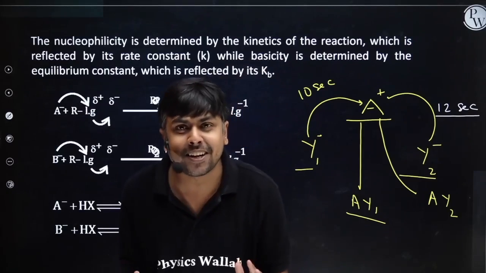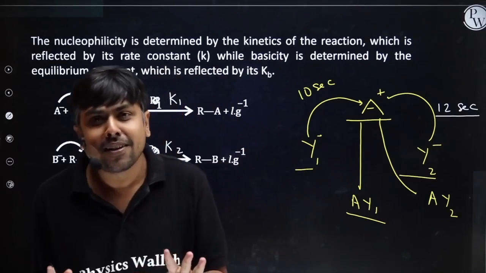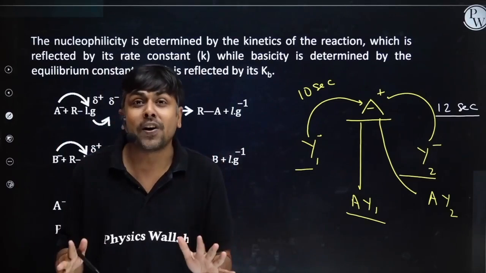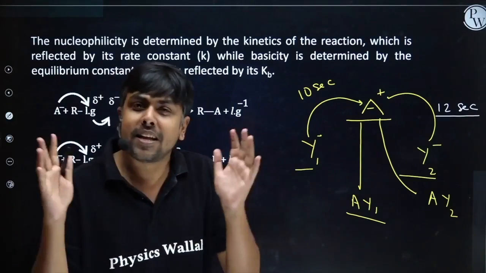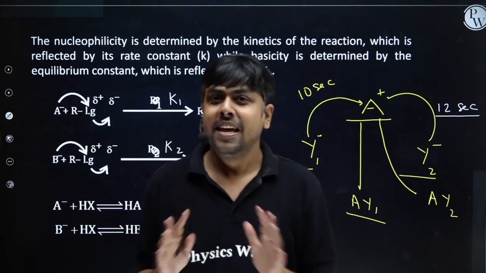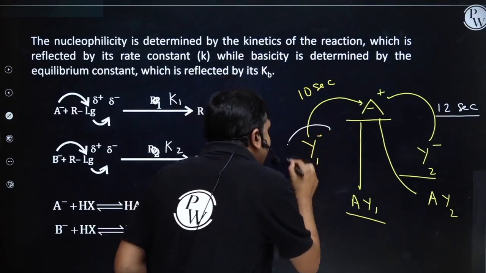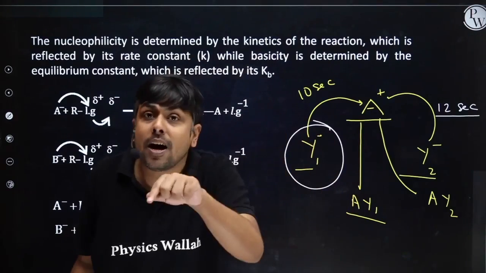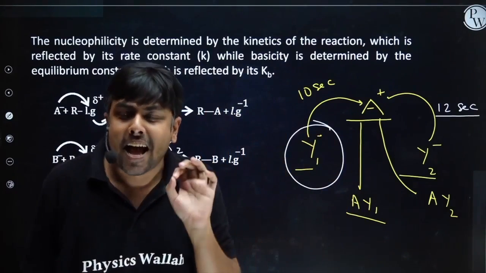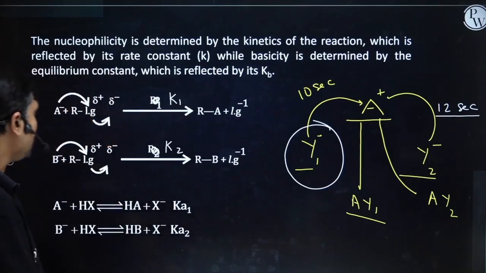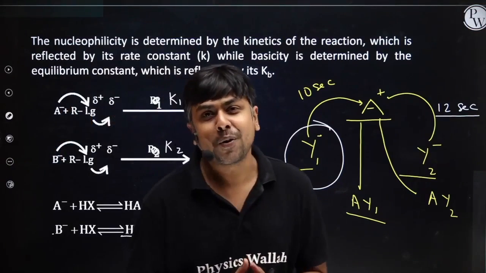What do we mean by the term kinetically controlled process? Basically, nucleophilicity is all about kinetics. Here, speed matters the most. This Y1 minus is attacking at a faster rate, so it is a better nucleophile. Am I clear, students? Okay, students, now let's talk about basicity.